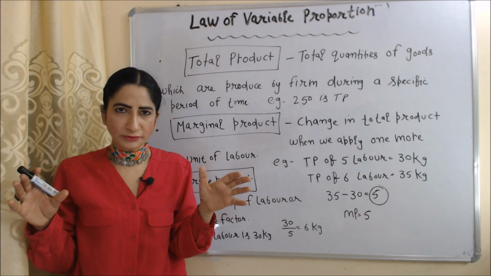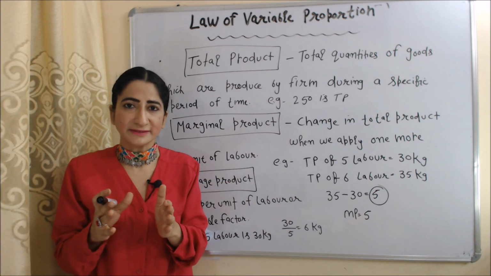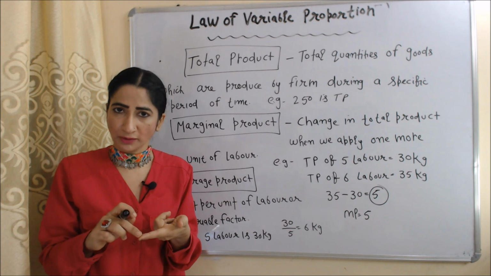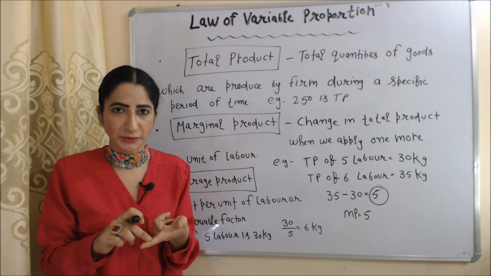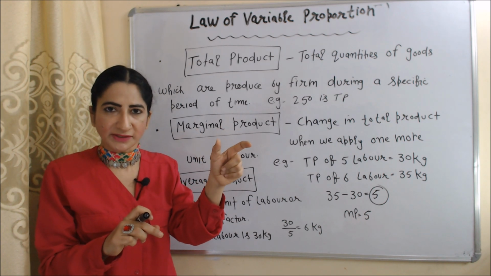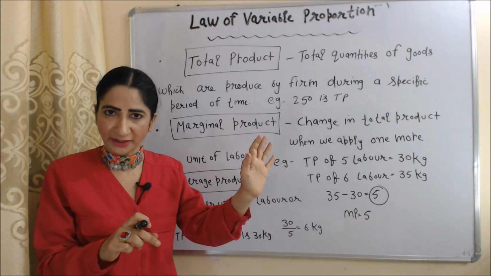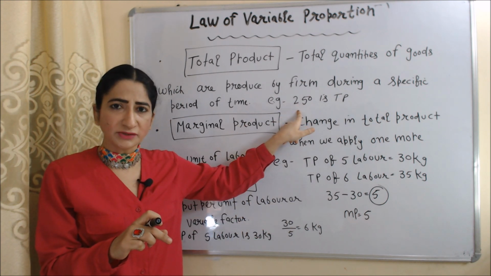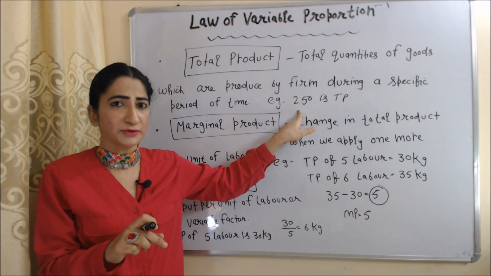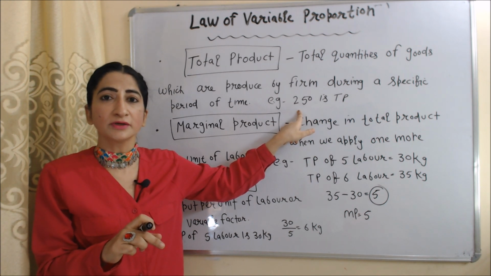First of all, we are going to talk about short time period law, law of variable proportion. Before understanding this law, you must know about total product, marginal product and average product. So what is total product? Total product is total quantities of goods which are produced by a firm during specific time period. For example, if total quantities of goods produced by a firm during specific time period is 250, then 250 will be called total product.